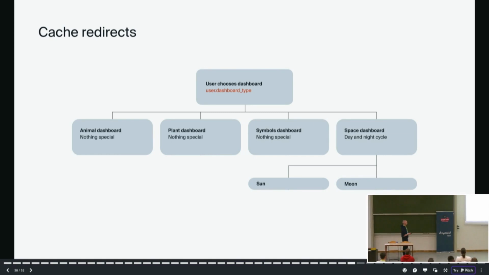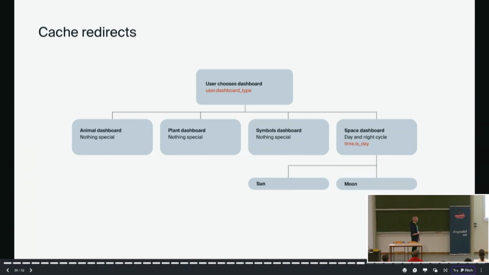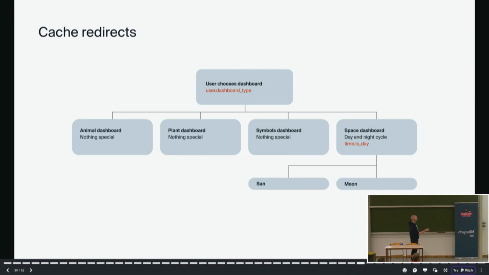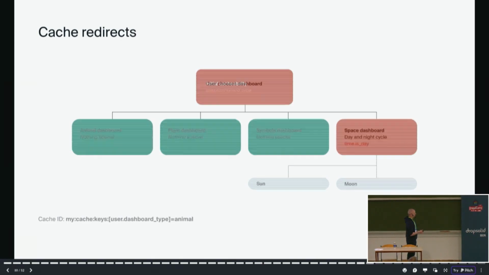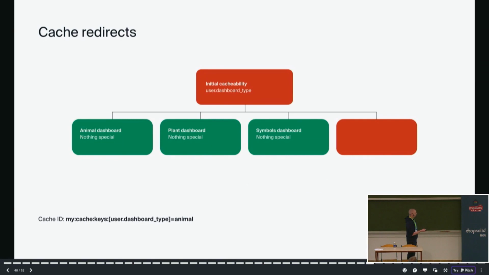How would we cache this? Because we know that if my cache context returns dashboard type animal, then, sorry, I'm moving. Just quickly recap. The cache context for whether it's the sun or the moon would be time is day or something. I don't even think we have a time context in Drupal, so you could prefix that with whatever you want. But anyways, if you want to store these, these dashboards are simple.